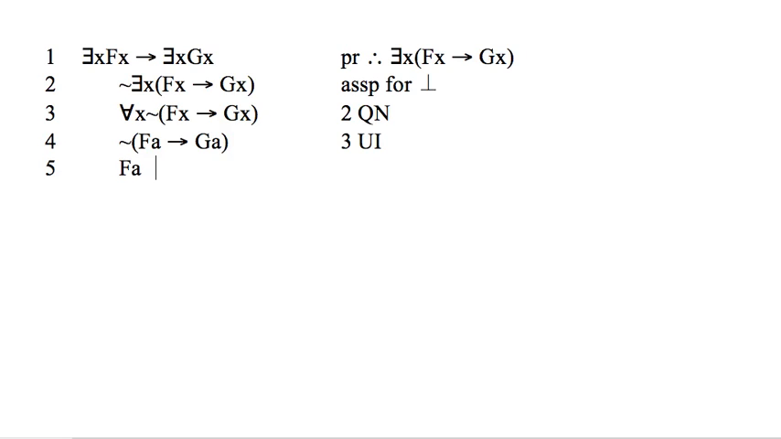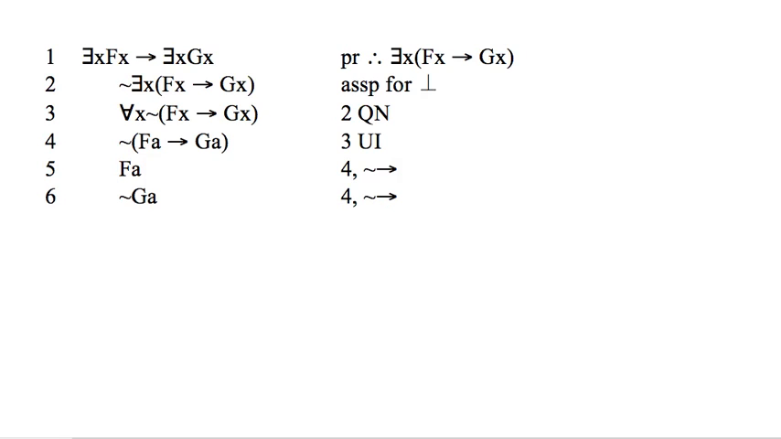I'm going to extract FA for not arrow, and I'll also go ahead on the next line and extract not GA. I may not be clear yet whether I need either or both, but there's no harm in extracting both pieces of information. So that once again comes from 4, once again by the rule not arrow.